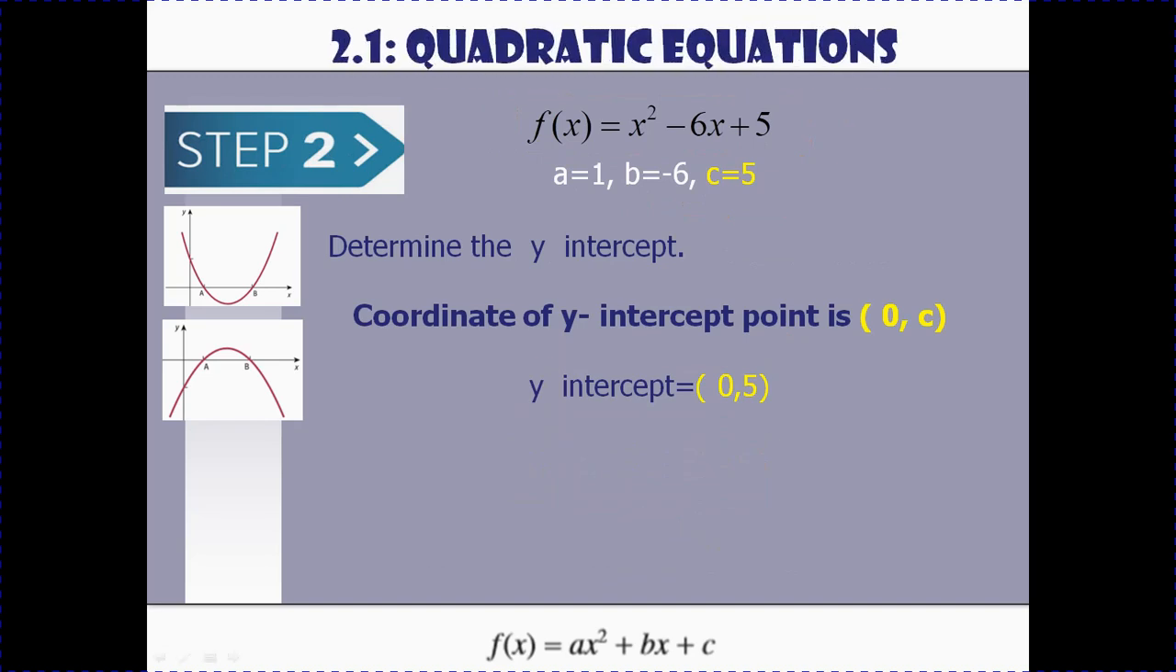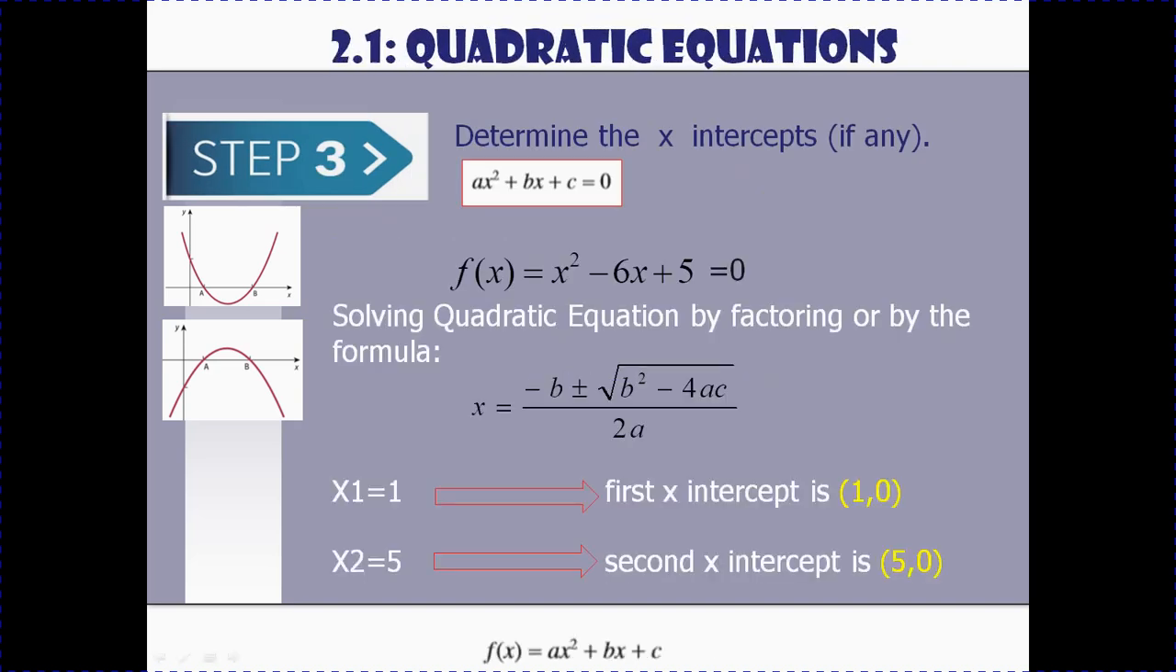Step number 2, we want to determine the y-intercept. We said the y-intercept is (0, c), and since c equals 5, the y-intercept is (0, 5). So we know that this is up, and we know that the y-intercept is (0, 5).